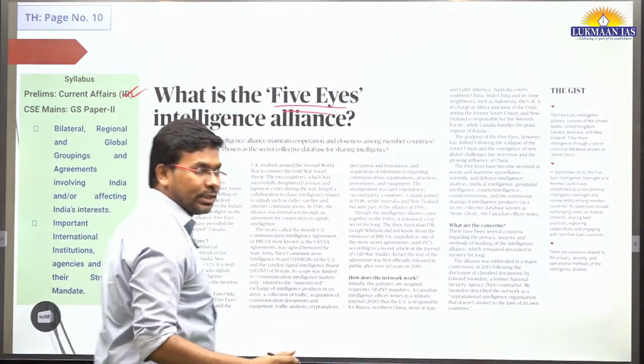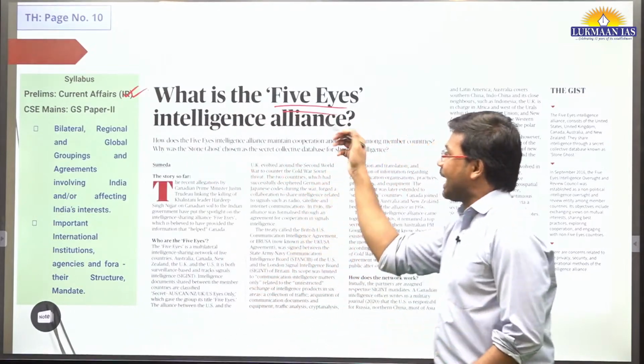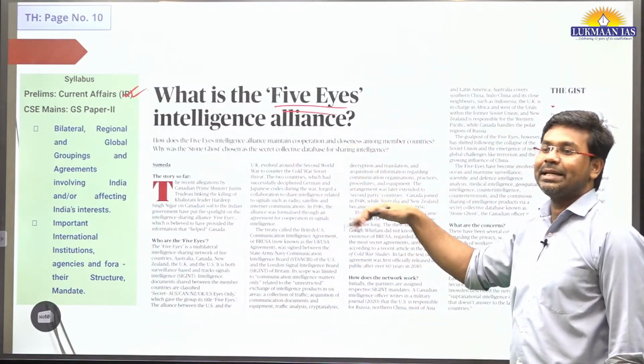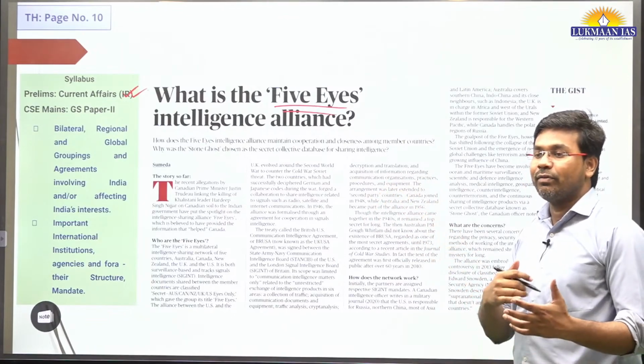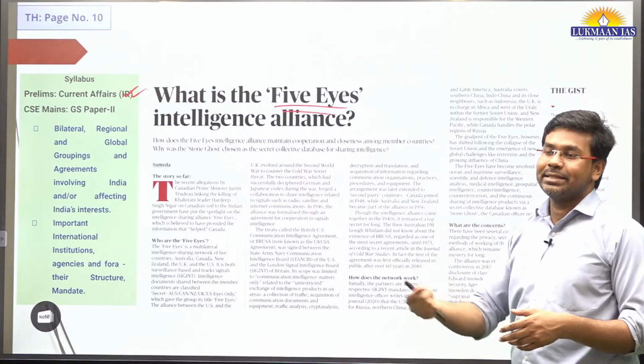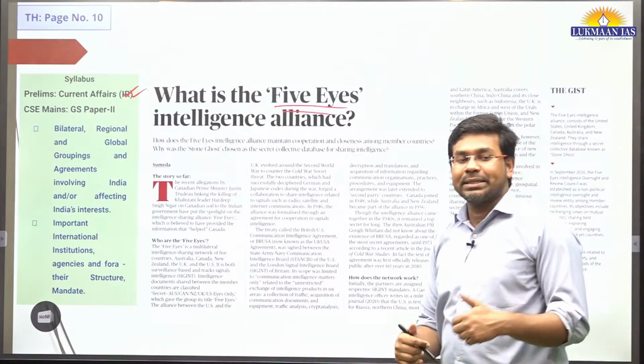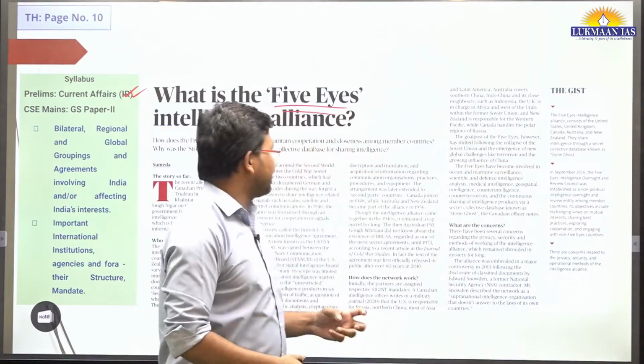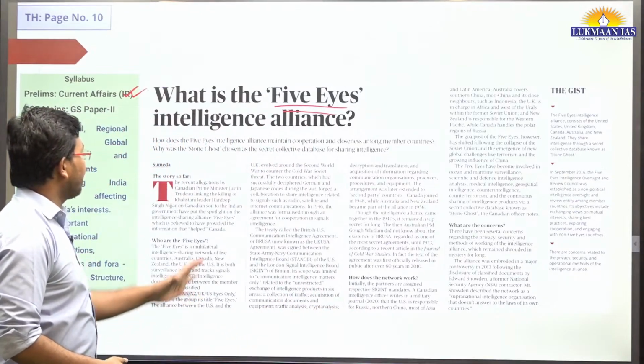So the title of the topic itself says that it is an intelligence alliance. It's a kind of alliance between different member countries where they share intelligence information. They share, let's say, signals and other kinds of intelligence input with one another.